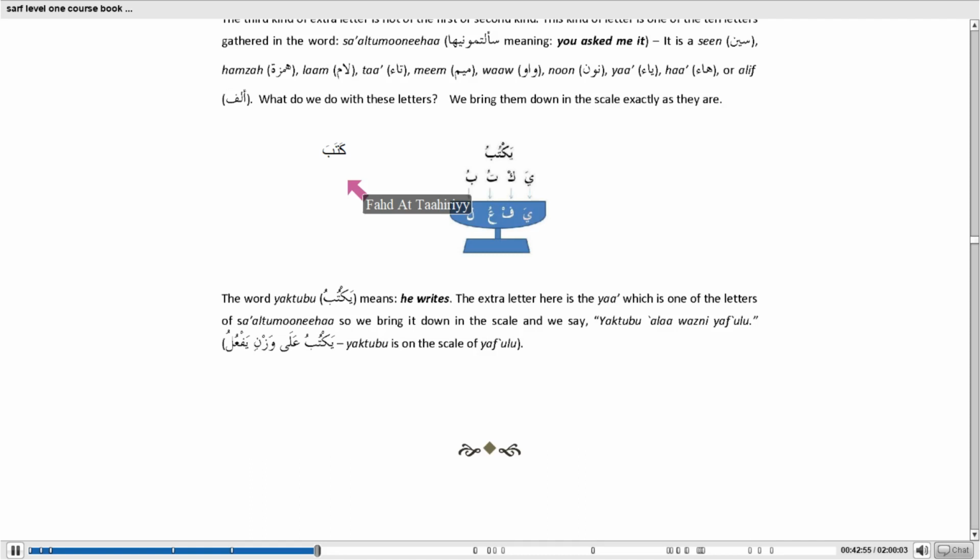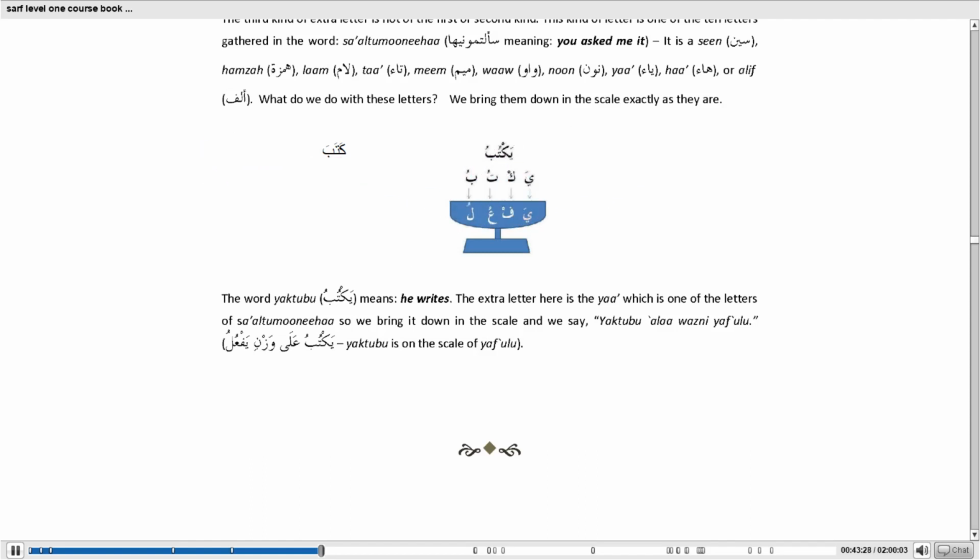A madi. What is it? We just explained it yesterday in class. No, the technical meaning. Yes, the act that is done in the past, before the time of speech. Okay? Now the mudari' of it is yaktubu.